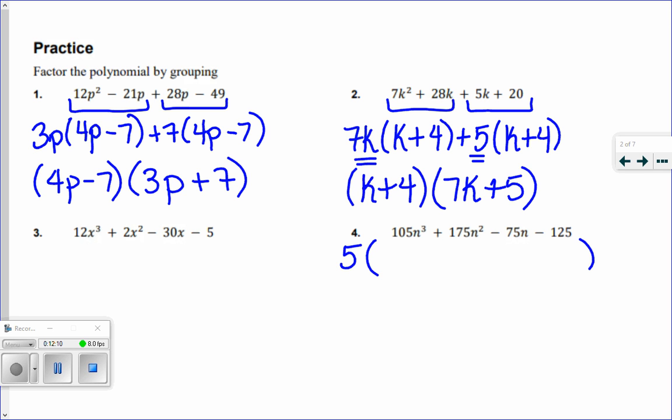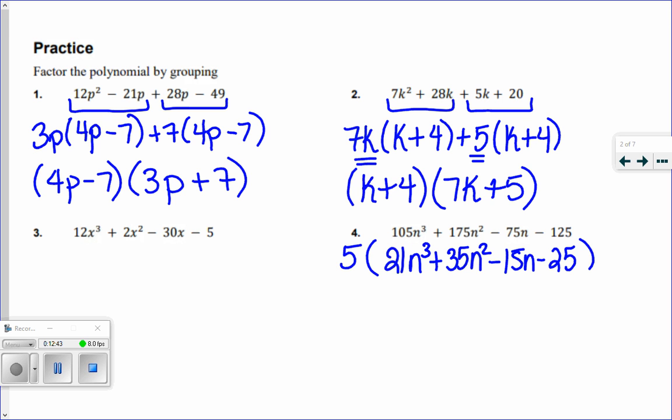so I can pull a 5 and make these numbers just that much smaller and more manageable. So when I divide 100 by 5, I get just 21 n to the third. There's not a variable GCF, unfortunately, but there was the 5 that I could do. So that comes out to 21 n to the third. When I do 175 divided by 5, I get 35 n squared. In the next term, when I do negative 75 divided by 5, it's negative 15 n. And last but not least, negative 125 divided by 5 is just negative 25. Okay? So that made the numbers at least a little smaller.